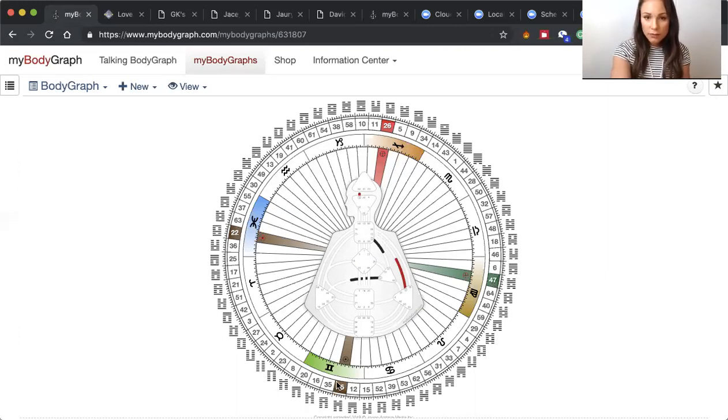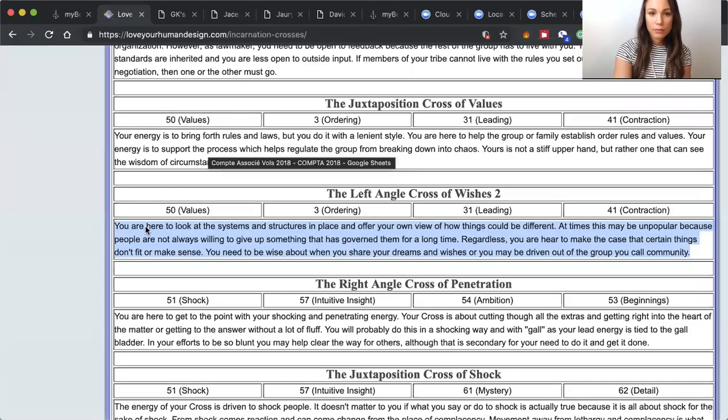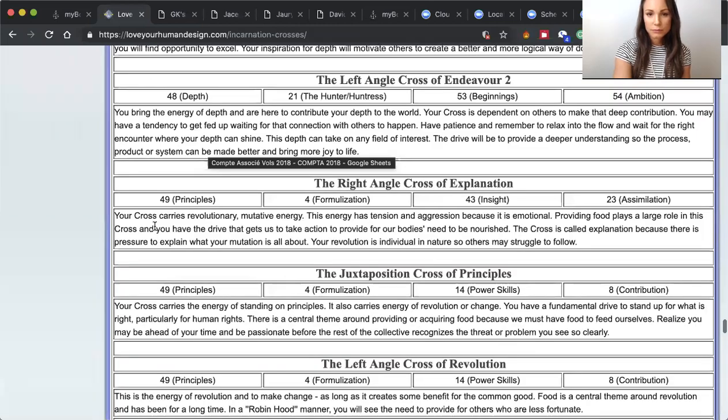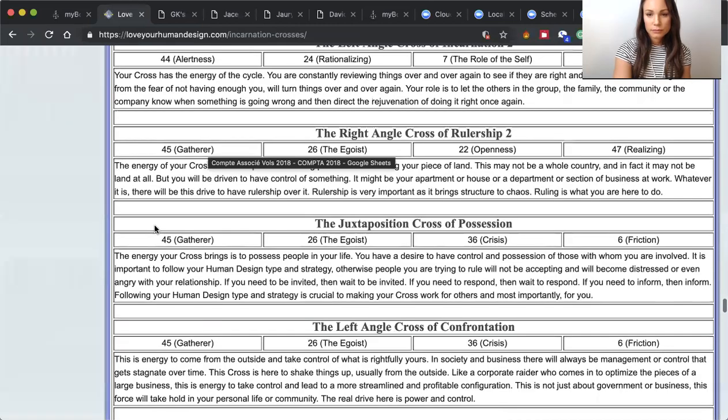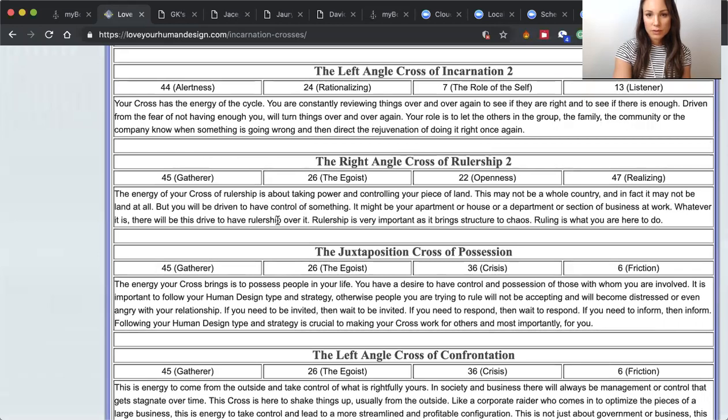And let's see, 45 and 22. So if we go to love your incarnation cross, it's here. 45. The rulership, is it this one? Right. So let's see.